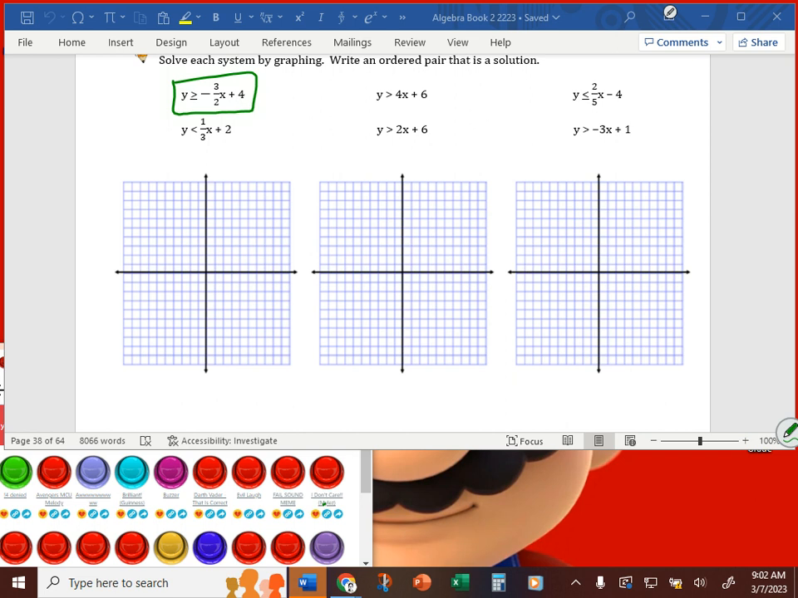So positive 4 is our y-intercept. The point goes there. Our slope is negative 3/2, so down 3, right 2. And we said this is a solid line coming through here. And we're shading above the y-intercept. Okay, so this entire section there.